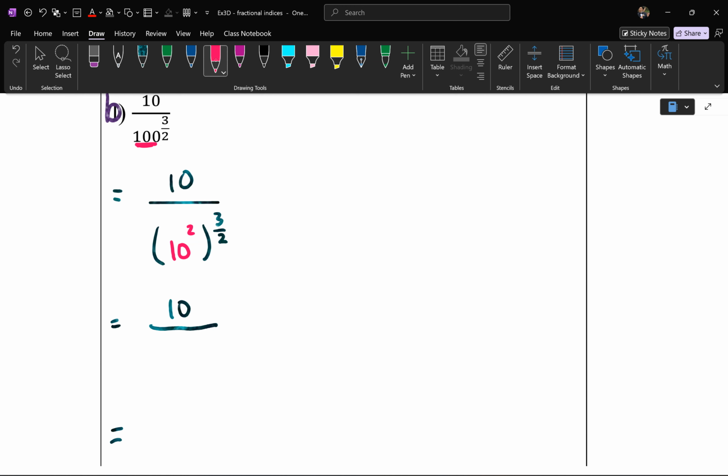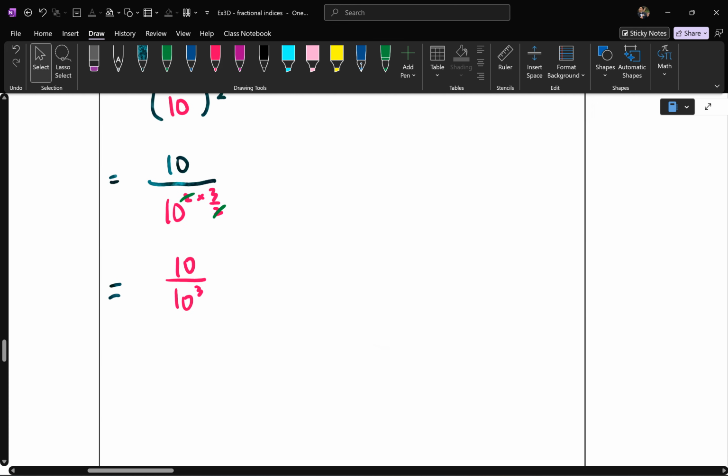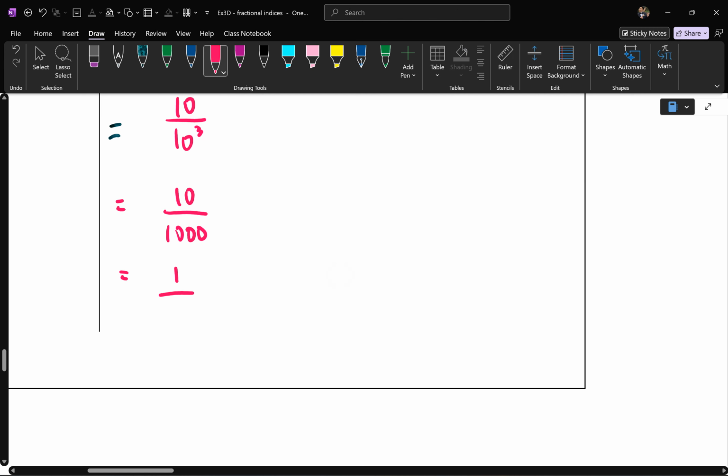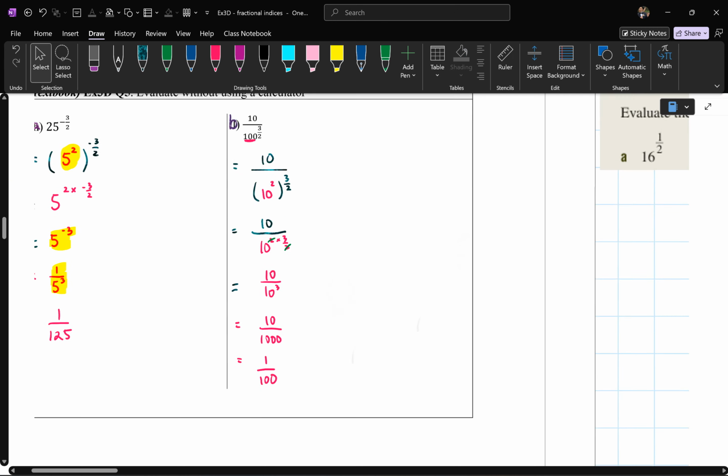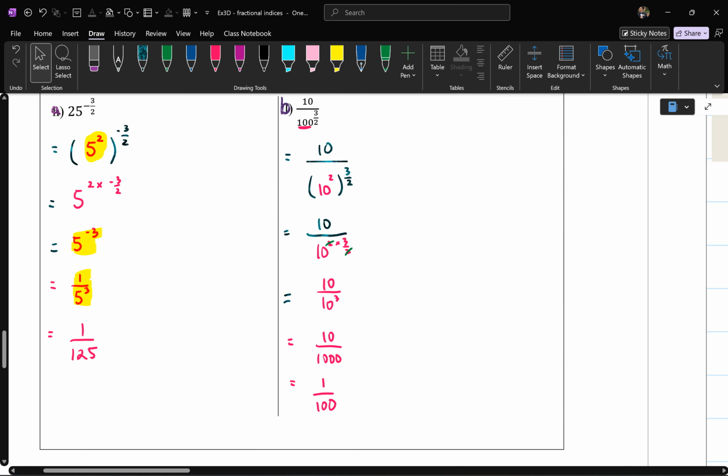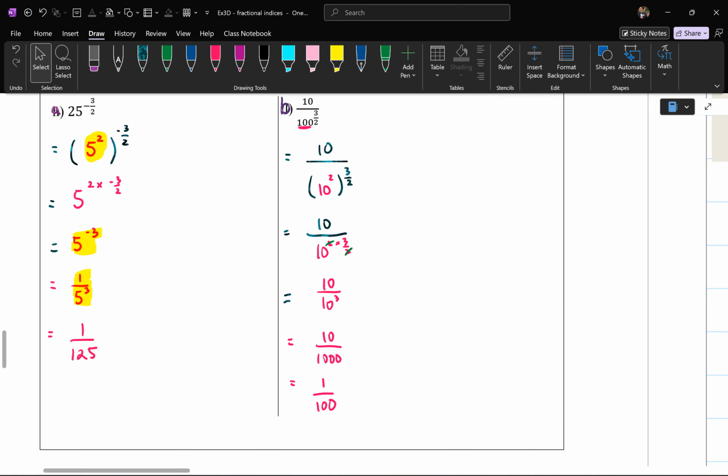That's okay. If you got 10 squared, then using rule number 3, you should have got 10 to the power of 2 times 3 on 2, and the 2's should cancel out. Then it ends up being 10 over 10 cubed. But then 10 cubed just means 1,000. So dividing that should give you 1 on 100. Hands up, you got that all correct. Good. That's it for today's lesson.